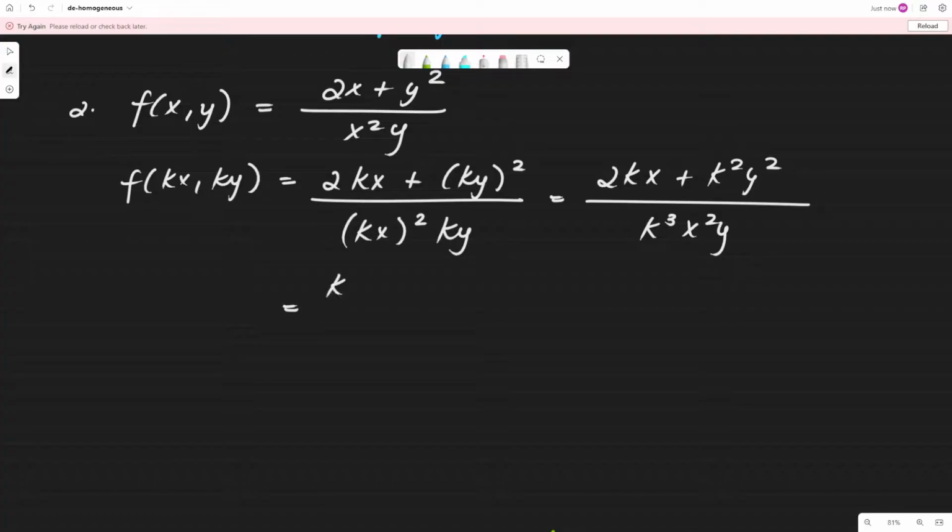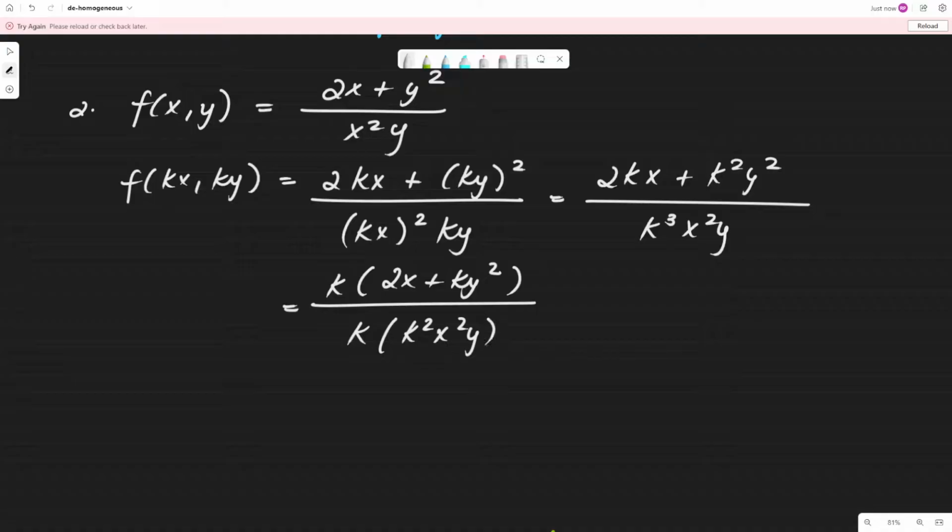from all the terms on both the numerator and the denominator. So we'll have k multiplied to 2x plus ky squared, because there is only one k on the x term, so we cannot factor out k squared as a whole. Only k can be factored out, divided by k multiplied to k squared y, x squared y rather. Then the two k's cancel. Then this is our answer. So we have 2x plus ky squared all over k squared times x squared y. Now, the question is, is this homogeneous?